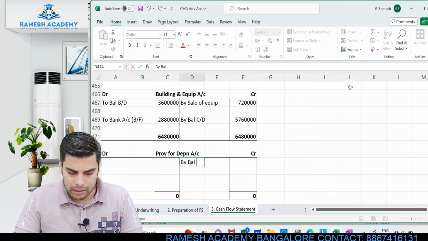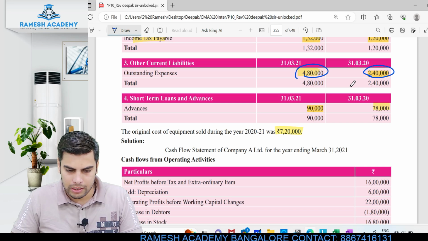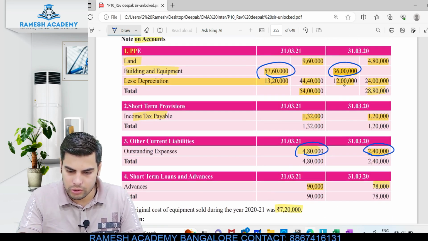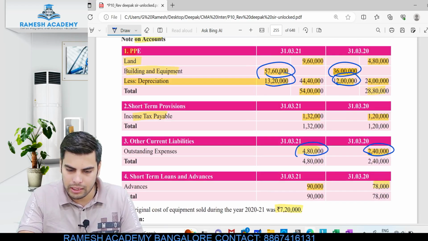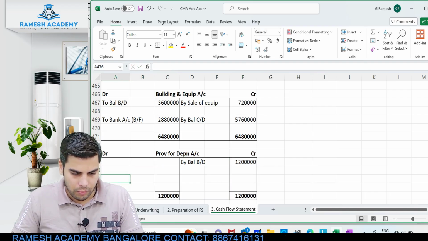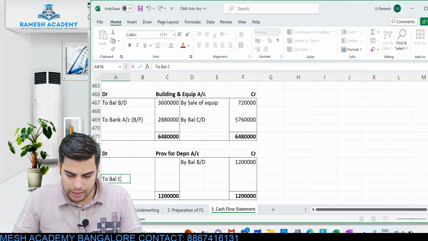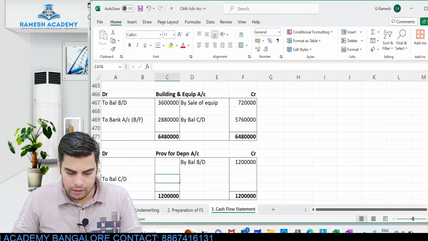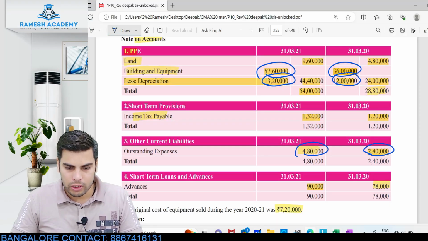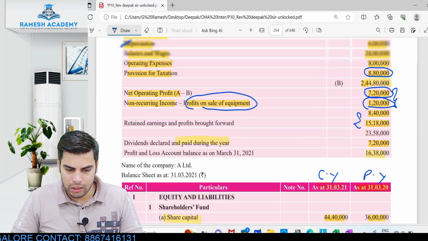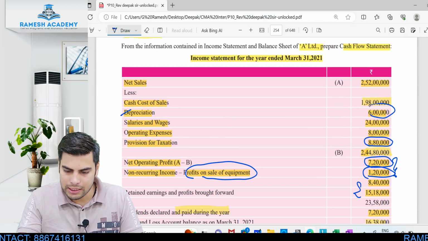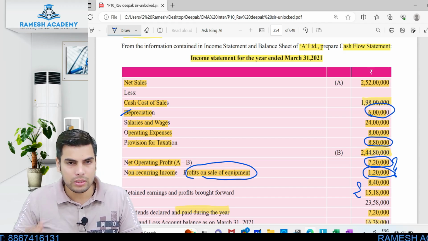So by balance brought down. How much is the opening balance? This amount. Okay, so this is the depreciation, right? So 12 lakh is the opening balance, and what about the closing balance? To balance carried down. This is 13,20,000. Okay, this is the closing balance. Now what about the depreciation which I charged during the year? Look at the P&L account. So somewhere they have given the depreciation information, right? 6 lakh rupees. This is the depreciation of the current year.